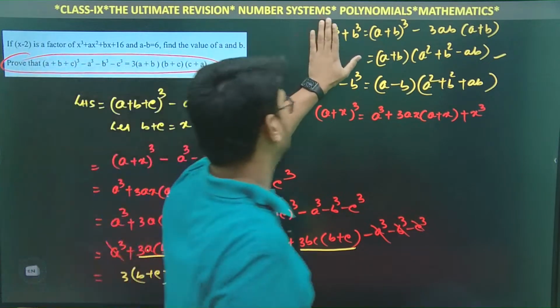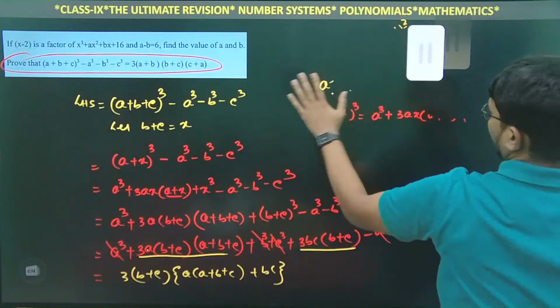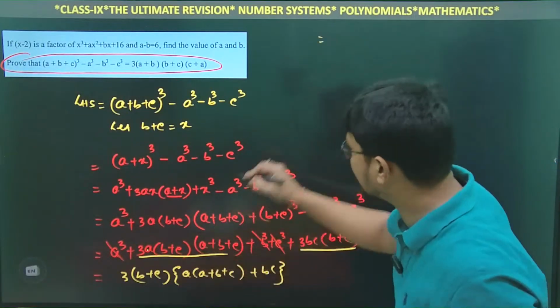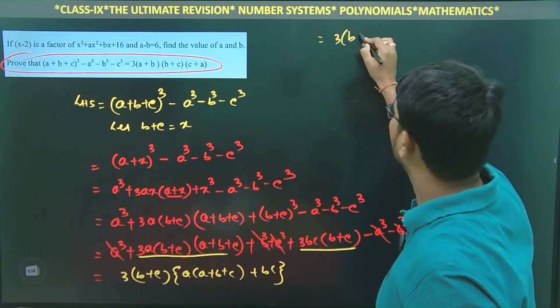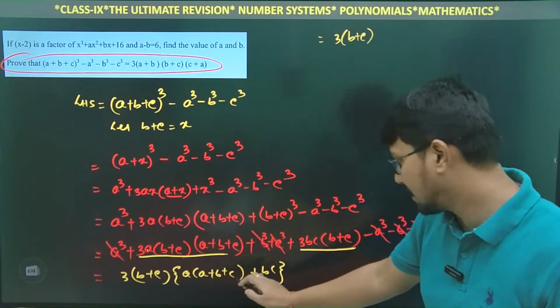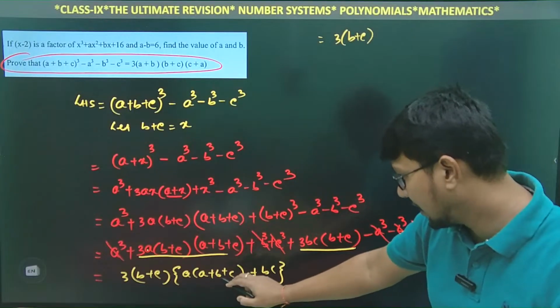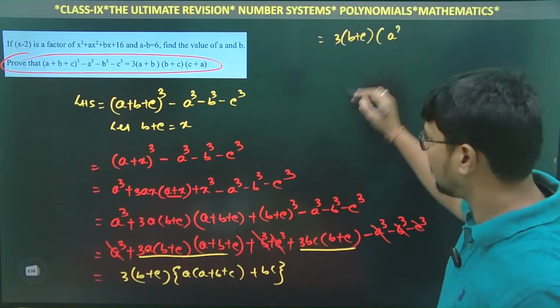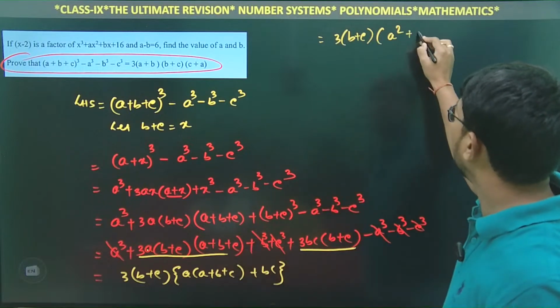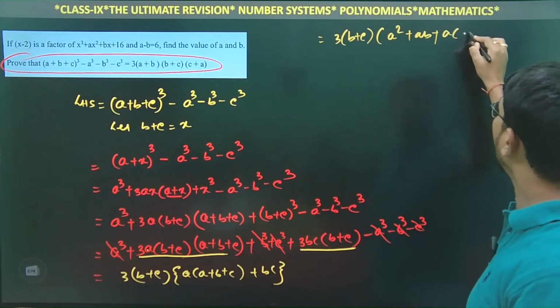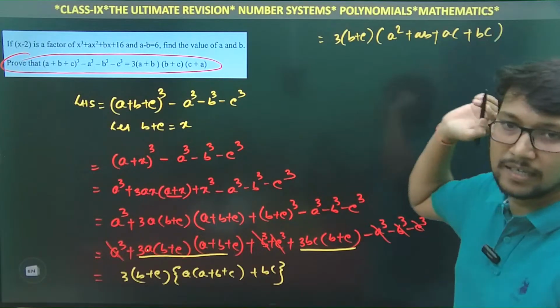Okay, now I'm erasing this part, right? Now check. This equals what is left: 3 into b plus c. Now we can multiply this. So while multiplying, we'll get a into a, a square, a into b, ab, plus a into c, ac, plus bc. Is that clear?